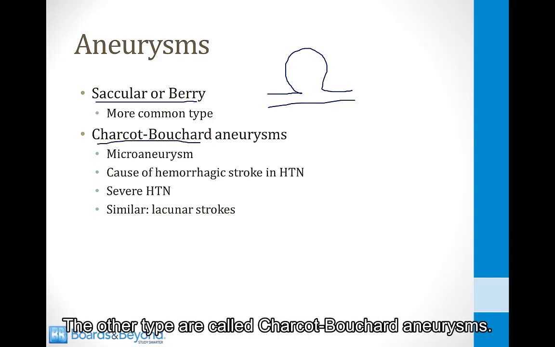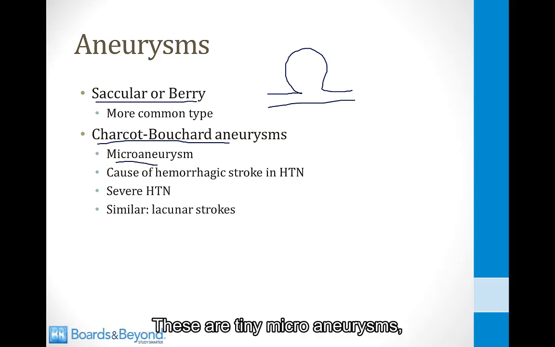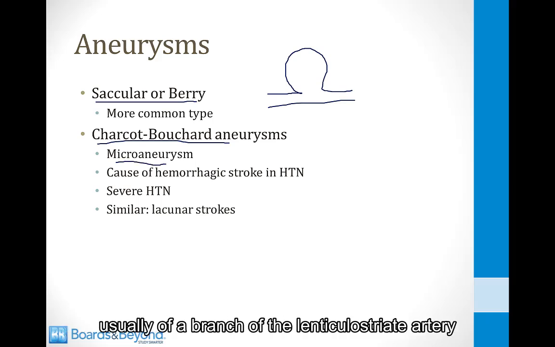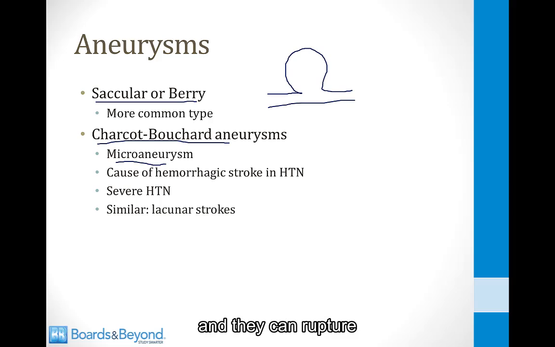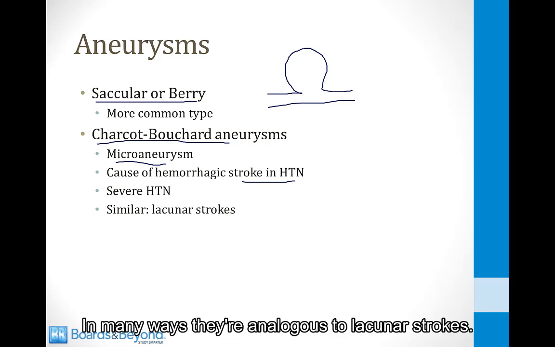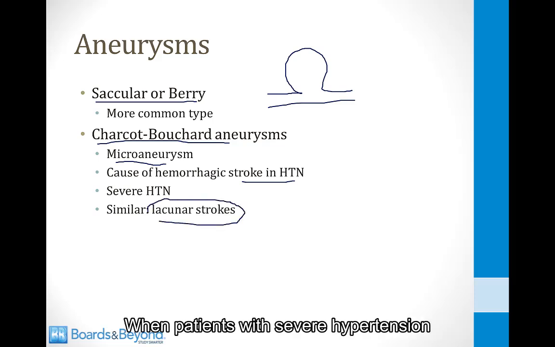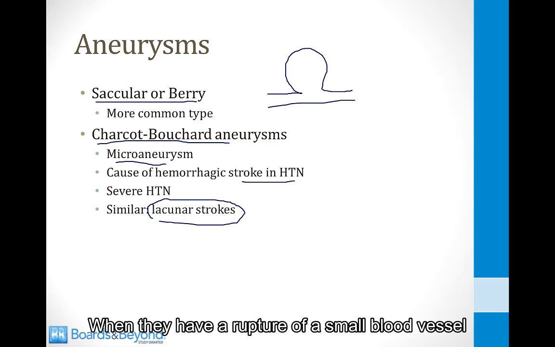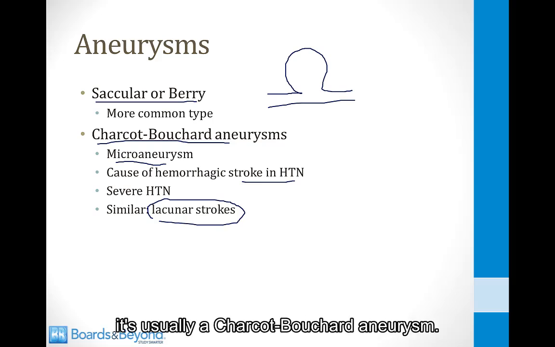The other type are called Charcot-Bouchard aneurysms. These are tiny microaneurysms, usually of a branch of the lenticulostriate artery, and they can rupture and bleed in patients with severe hypertension. In many ways, they're analogous to lacunar strokes. When patients with severe hypertension have an obstruction of a small blood vessel, that gives them a lacunar stroke. When they have a rupture of a small blood vessel, it's usually a Charcot-Bouchard aneurysm.